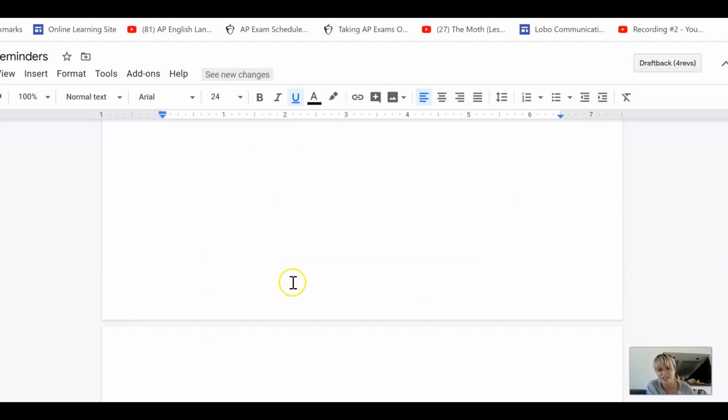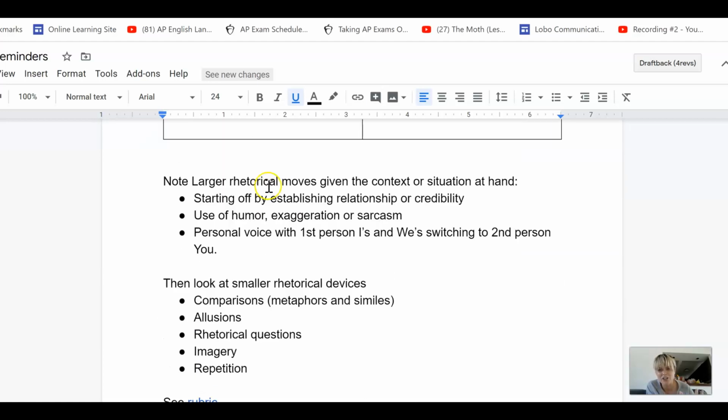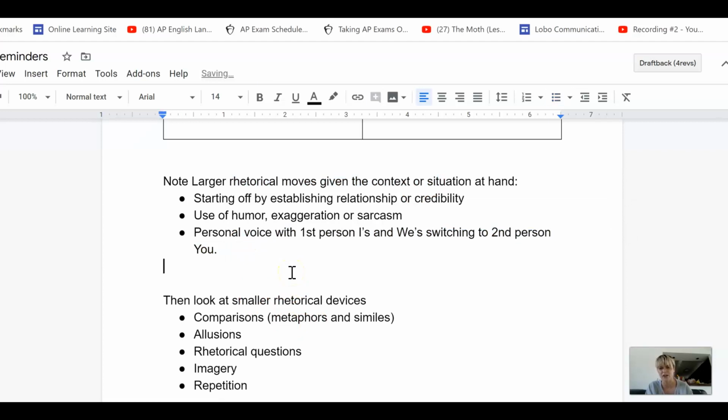So when it comes to strategies, you want to be thinking about larger rhetorical moves. Do they start off by establishing their relationship with the person, or do they start off by establishing their credibility? Then you want to think about other larger rhetorical moves, like the use of humor or sarcasm. Or maybe they start with first person I's and we's and then they switch to second person you's. Those kinds of larger rhetorical moves help you grasp the speech as they progress through it. And I highly recommend actually doing it in chronological order. So think about that as you're analyzing.